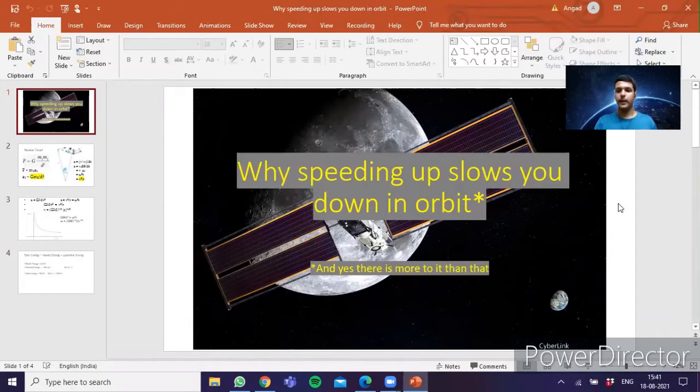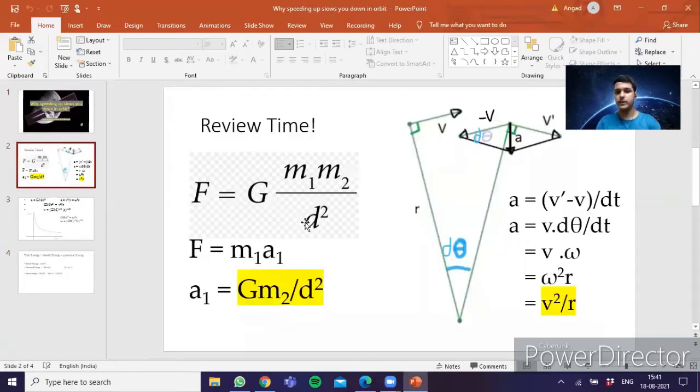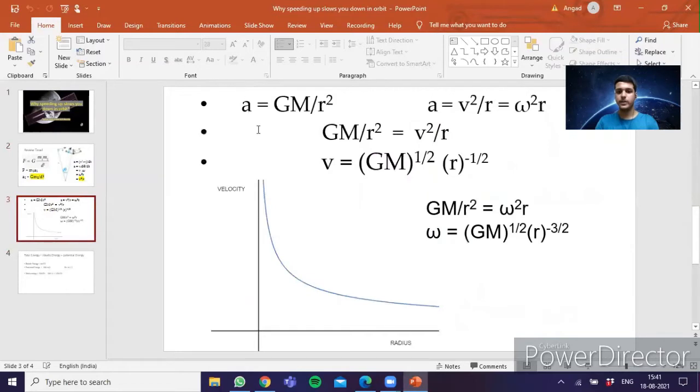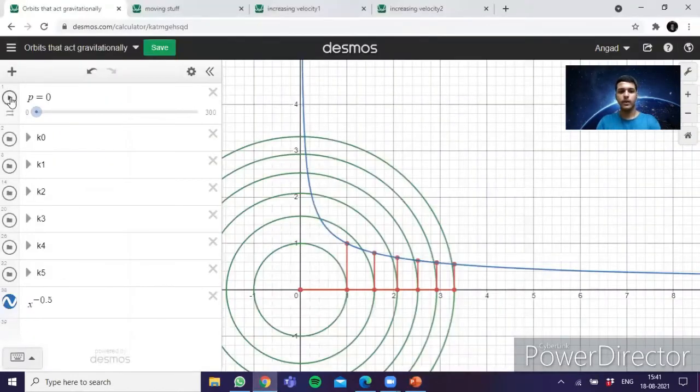Hi, today I'm going to show you why speeding up slows you down in orbit. We know that the gravitational force drops off with the distance squared, and the centripetal acceleration is inversely proportional to the distance. When we put these two equations together, we get a very strange result: as the radius of our orbit increases, our velocity must go down. But then how do we get from this really fast inner orbit to this outer, much slower one?